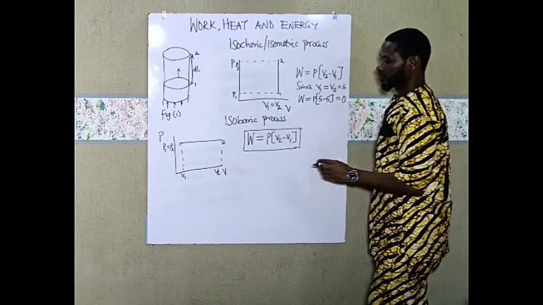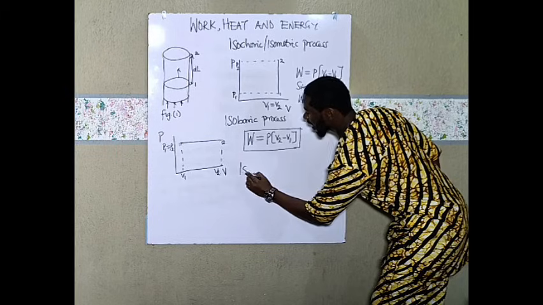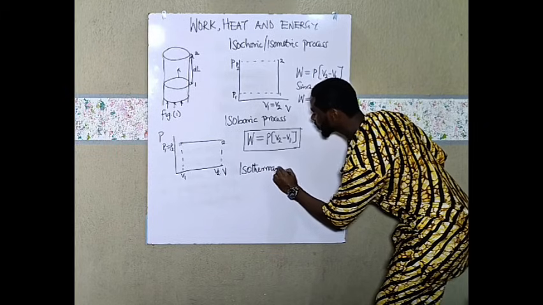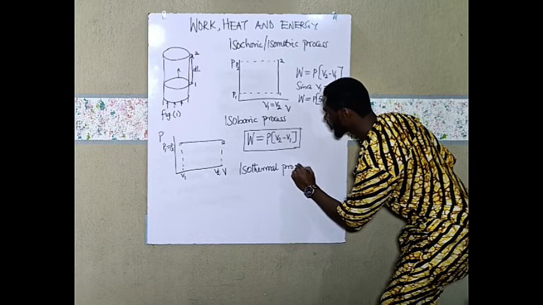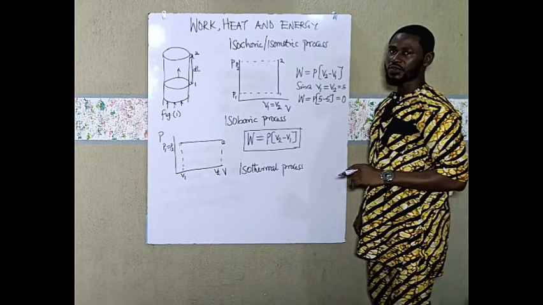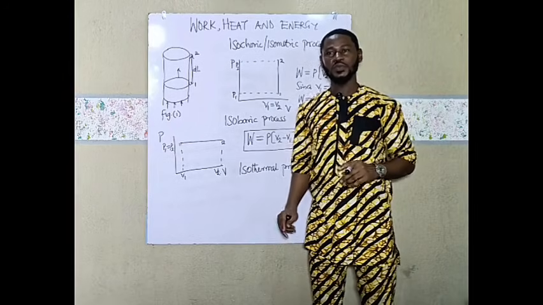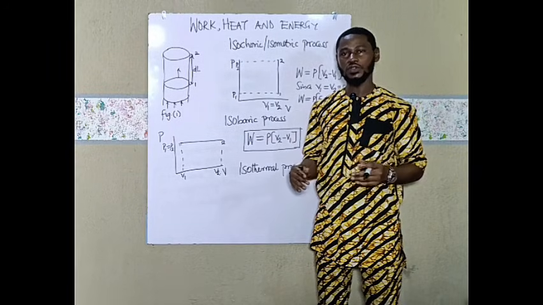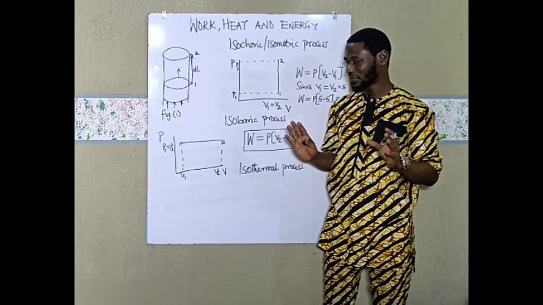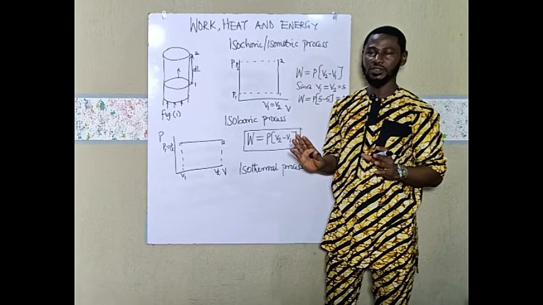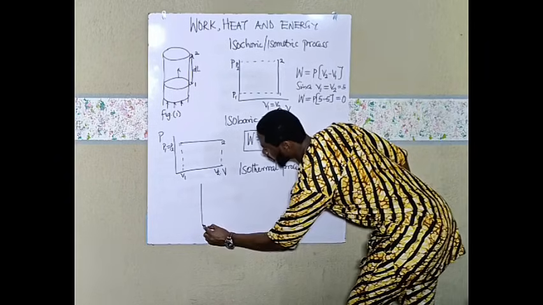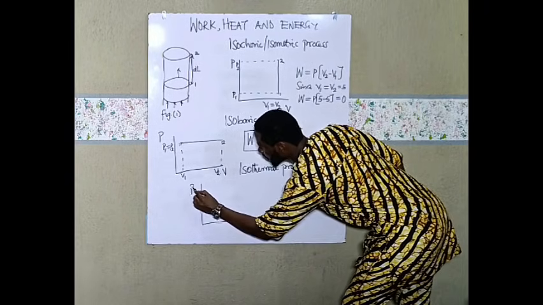The third one is the isothermal process. An isothermal process is a process that occurs when the temperature is held constant throughout the process. This can be illustrated on the PV diagram as shown in the figure below.